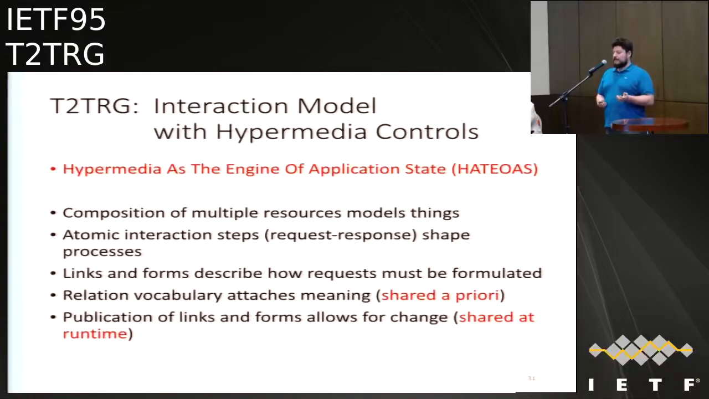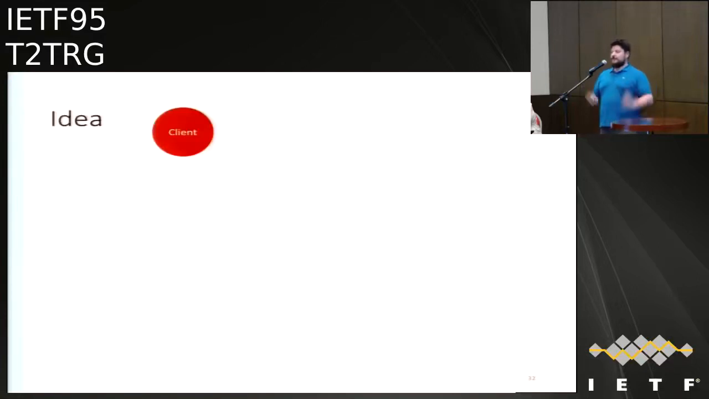And of course, in hypermedia, we use links and forms to describe how a machine can formulate these requests. And we need some vocabulary, so these rel types, link relation types and form relation types, to put some meaning. What does it mean to invoke this interaction right now, actually? And because the server can publish these links and forms during runtime, we also can influence something at runtime when something is happening.